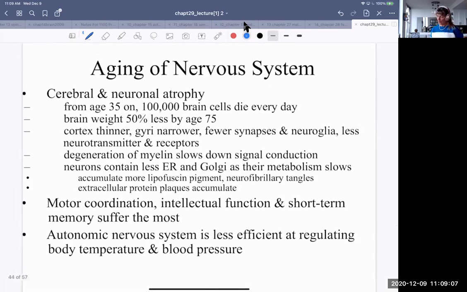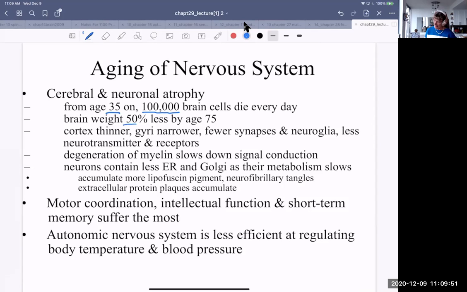Yeah, the nervous system isn't out of the woods either with aging. There's cerebral and neuronal atrophy. From age 35, brain cells tend to die, and they aren't replaced. However, even with fewer brain cells, one can always increase synapses between the brain cells that are there. So that doesn't mean that it's all over. That just means that you have to work hard and have an enriched environment in order to keep neurons making synapses, because dendrites can always be made and grown.